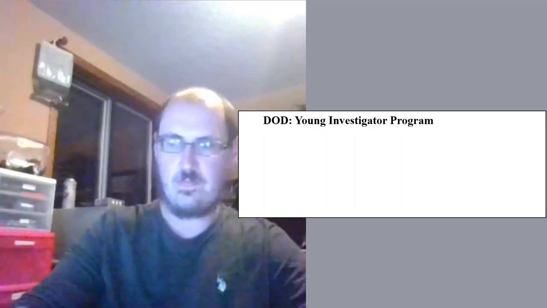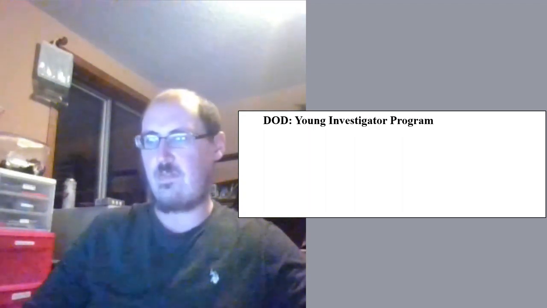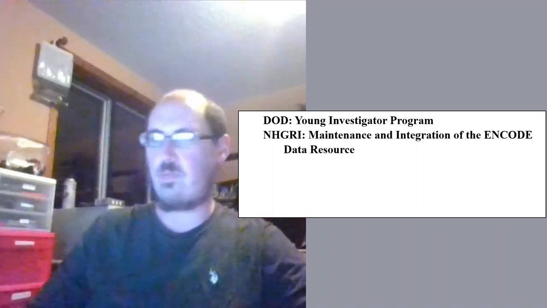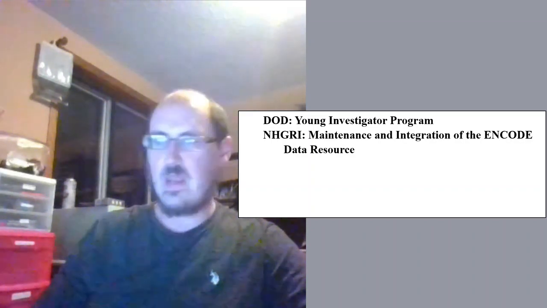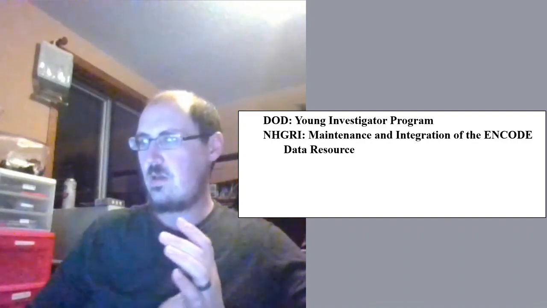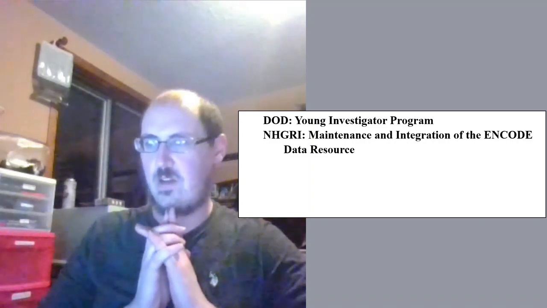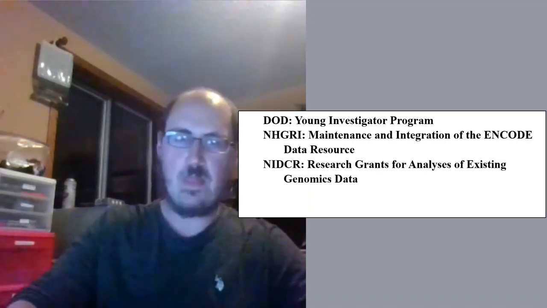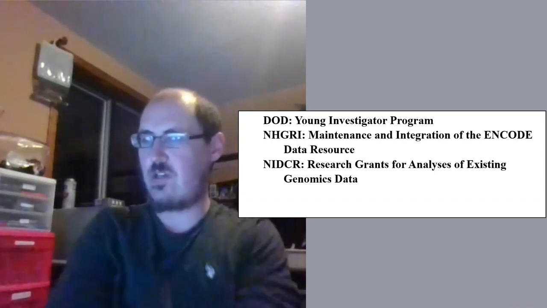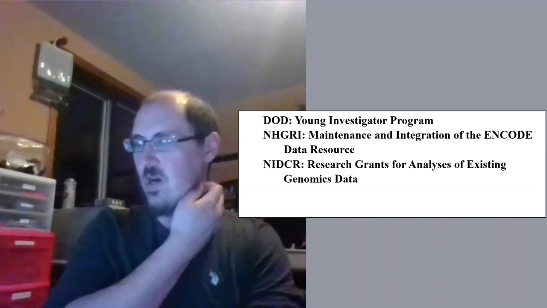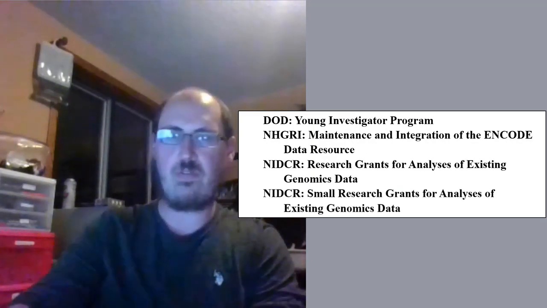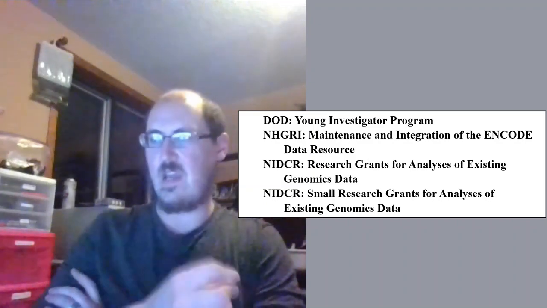Let's finish out our wonderful time together with some research funding. The Department of Defense FY24 Young Investigator Program is now open for proposals. The National Human Genome Research Institute, NHGRI, has a notice of special interest, competitive revisions for maintenance and integration of the Encyclopedia of DNA Elements, so ENCODE, data resource. And there are two National Institute of Dental and Craniofacial Research, NIDCR, grant opportunities also available on analyzing existing genomics data, both an R01 and an R03, and so the R03 is a small research grant.